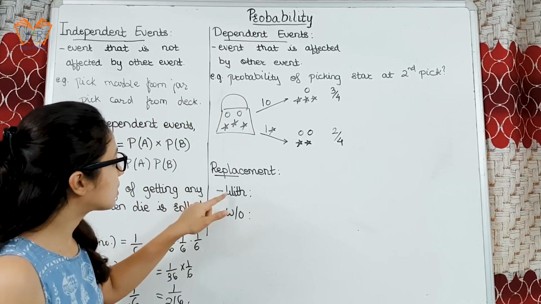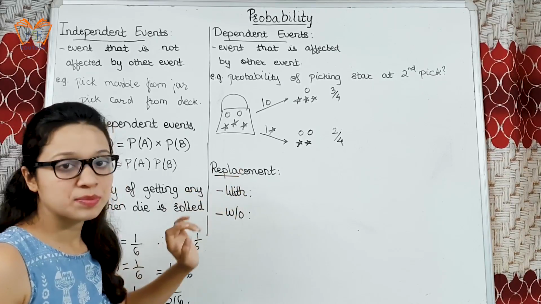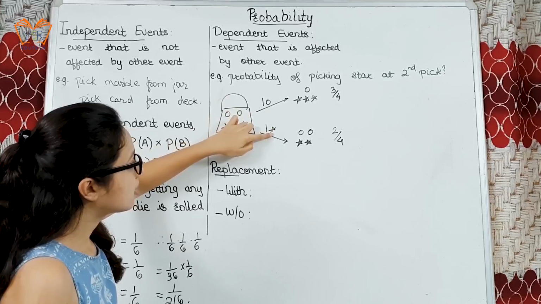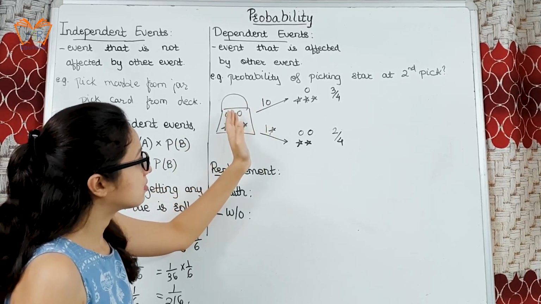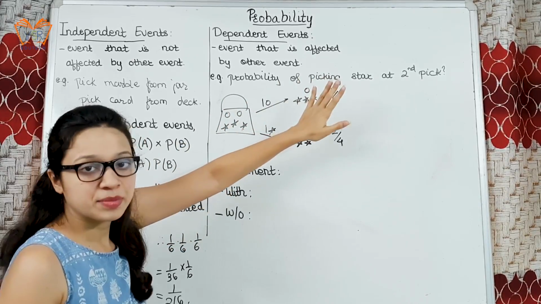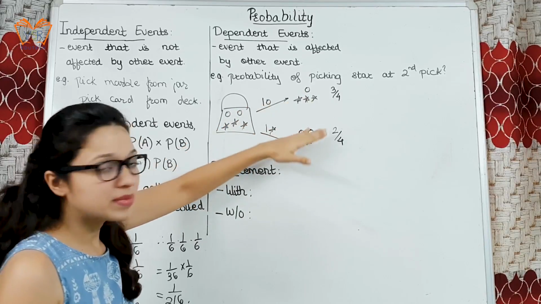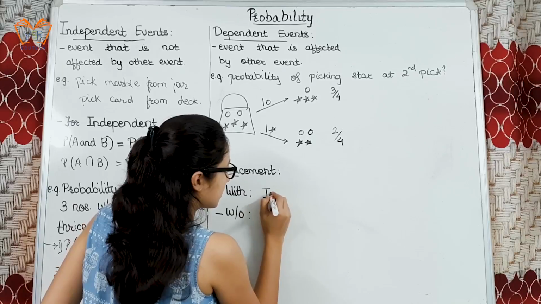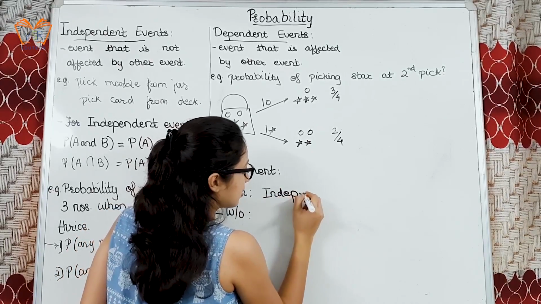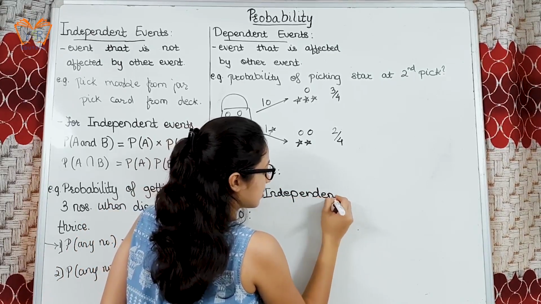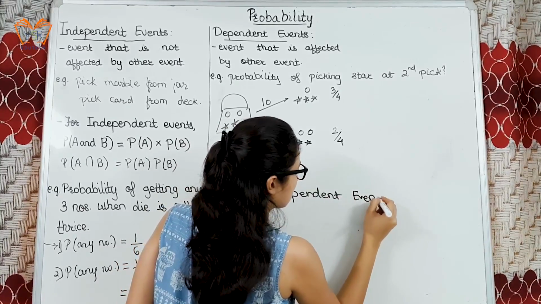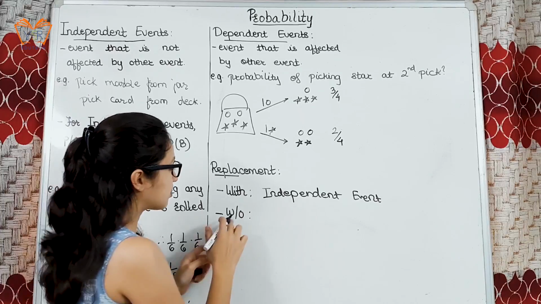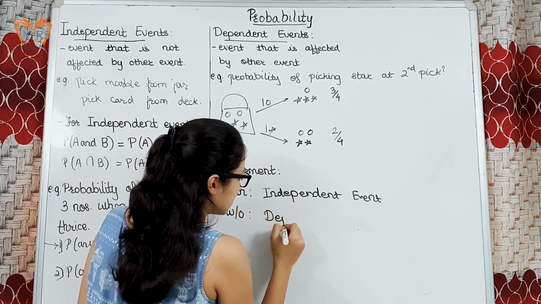Now let us see what with replacement and without replacement means. Whenever we pick up a coin or star, and if suppose we replace the same for the second pick, this means that the probability will remain same and it will turn into an independent event. Without replacement is what we saw in the previous example, so that is nothing but the dependent event.